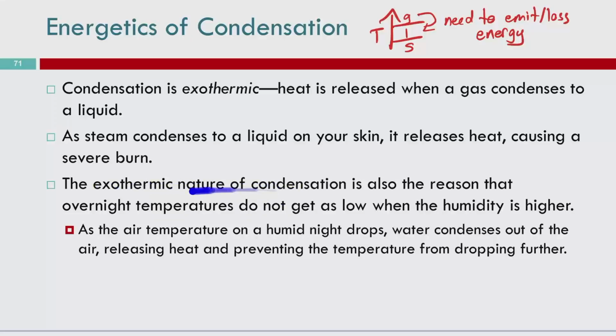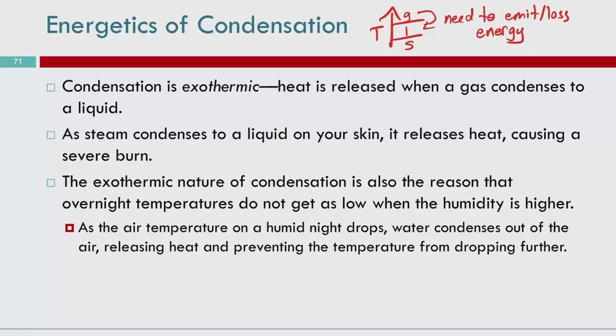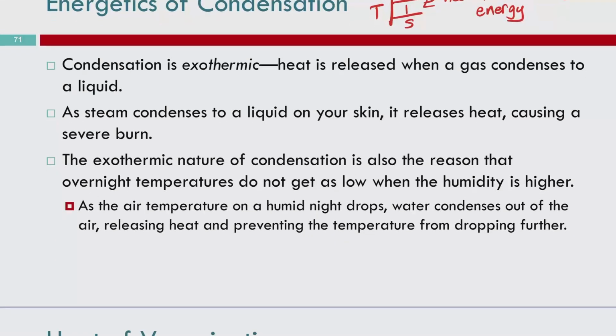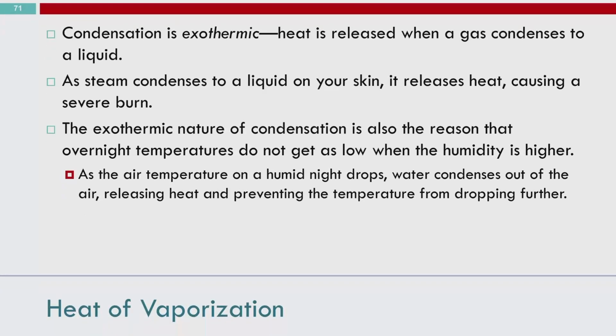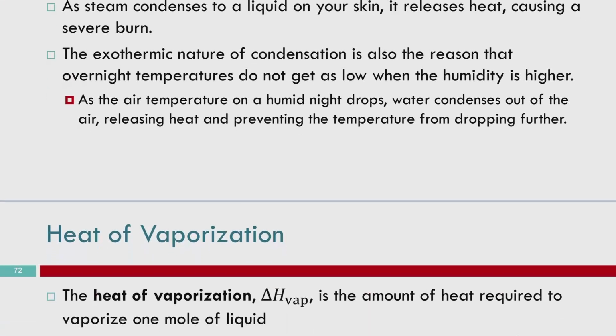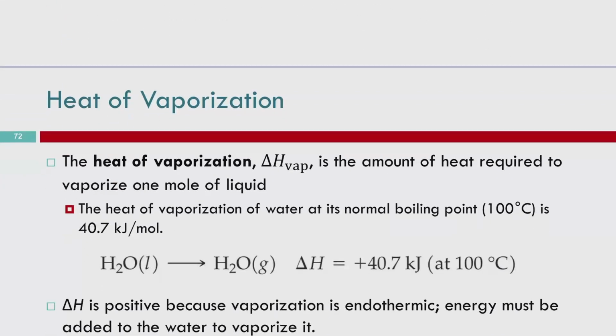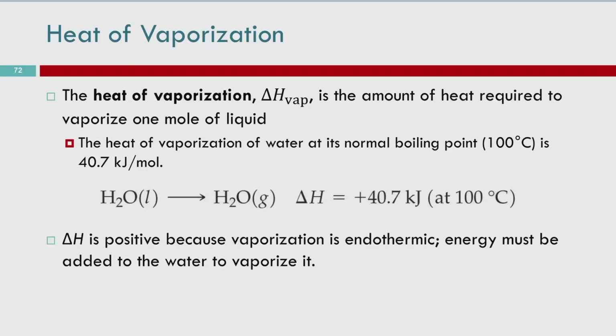The exothermic nature of condensation is also one reason why overnight temperatures don't get as low when humidity is high, because you've got water condensing and forming dew on your car, on the grass, wherever it forms. And that process, even though the temperature doesn't change, because it's changing states, it's releasing a lot of heat, and that kind of guards against the temperature changing. It doesn't drop quite as much. Just like we had with freezing and melting, with heat of fusion, we also have one for vaporization and condensation. It's our heat of vaporization.